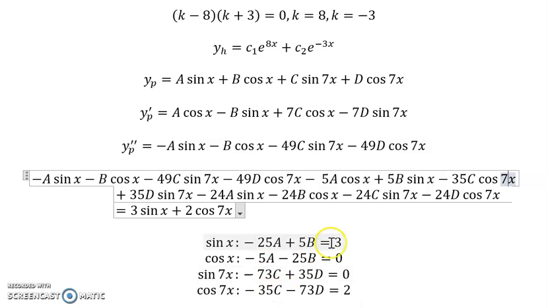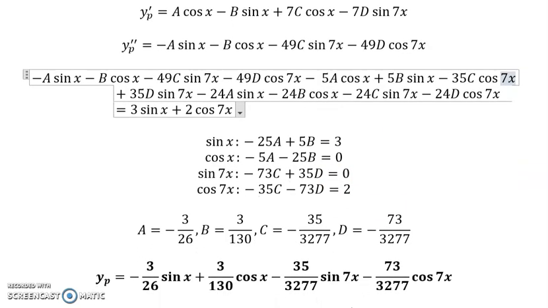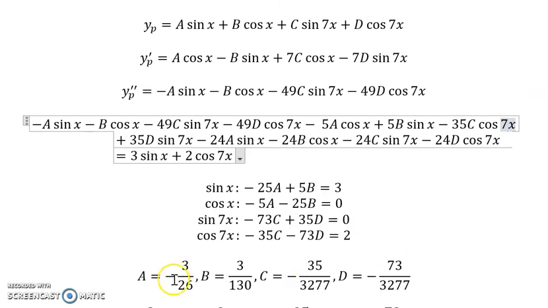Now, as I said before, you can see that the a's and the b's interact with each other, and the c's and the d's interact with each other. And so they're really independent of each other. And you can go ahead and solve these separately. And they're not that difficult to do by hand. But I also prefer just to do them in a matrix. And when you solve for these coefficients, you end up with the following.